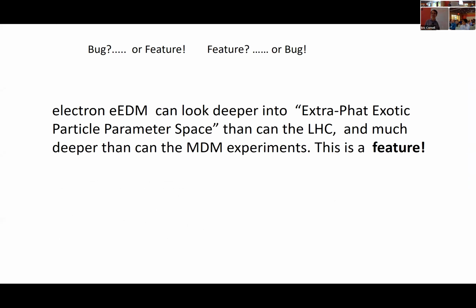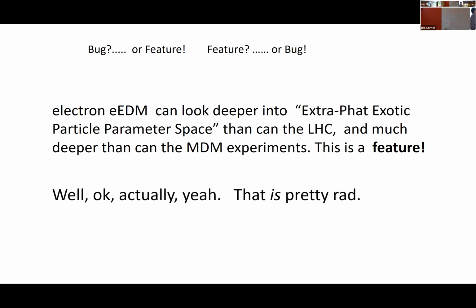This is the contrarian thing here. Electron EDM can look deeper into the extra fat exotic particle parameter space. This should have a little trademark next to it. Extra fat. Maybe I should come up with a better acronym. Anyway, electron EDM can look deeper into extra fat exotic particle parameter space than can the Large Hadron Collider, and much deeper than the G minus 2 experiments can. This is a feature. And I say, yeah, okay, I'll go ahead and take that. It is pretty rad. That's pretty great. So that's where we're at.